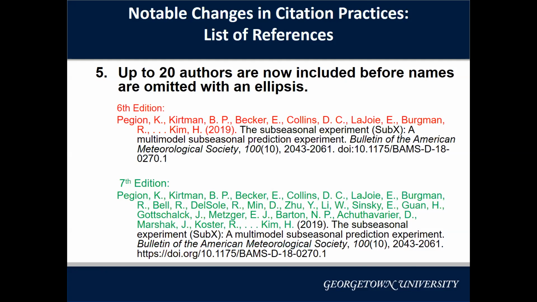An additional significant change concerns the number of authors whose names are explicitly included in a reference citation before an ellipsis. While in the 6th edition, only the first 6 authors were listed before an ellipsis and the final author's name, in the 7th edition, this number has increased to the first 19 authors, followed by an ellipsis and the final author's name for sources with more than 20 authors. At the same time, the rule not to place an ampersand before the final author's name remains in place.